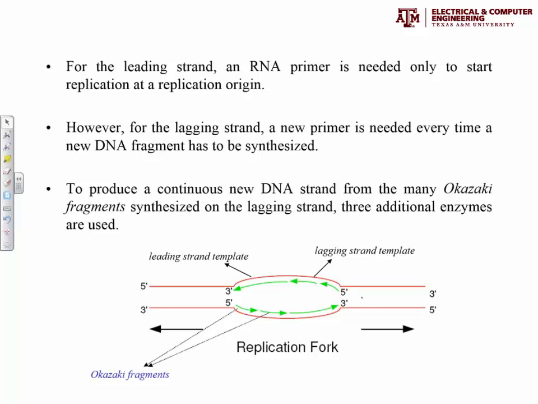So now, to get back to how we get rid of those fragments. To produce a continuous new DNA strand from the many Okazaki fragments synthesized on the lagging strand, 3 additional enzymes are used. So what should be done in order to make a continuous DNA strand?